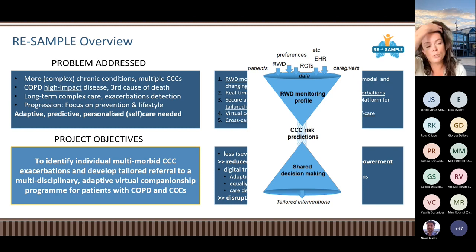Therefore, in Resample, our objective is to identify the individual multimorbid exacerbations and develop a tailored referral to a multidisciplinary adaptive virtual companionship program for patients with COPD and comorbid conditions. To do so, of course, it's about real-world data monitoring. We gather a lot of data about that patient and their surroundings, but also from clinical guidelines and from science, and all this data is combined and used to get more insight into the progression of these diseases, but also to be able to predict exacerbations.